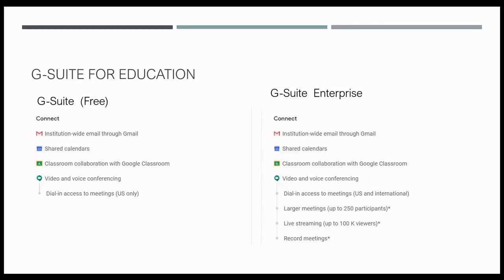With G Suite free, we get almost 10,000 email addresses. That means we can cover faculty as well as students in it. So everybody will have a professional email ID right from the start when they enter into the learning system.